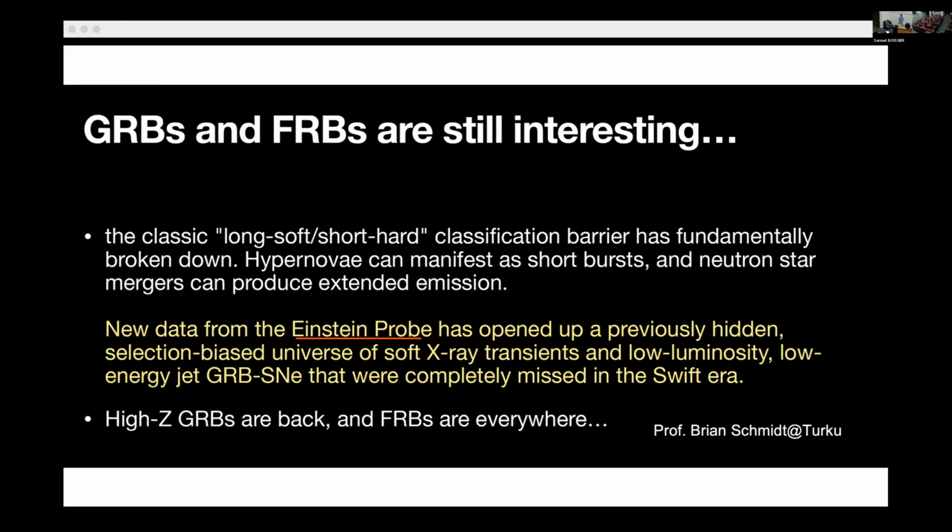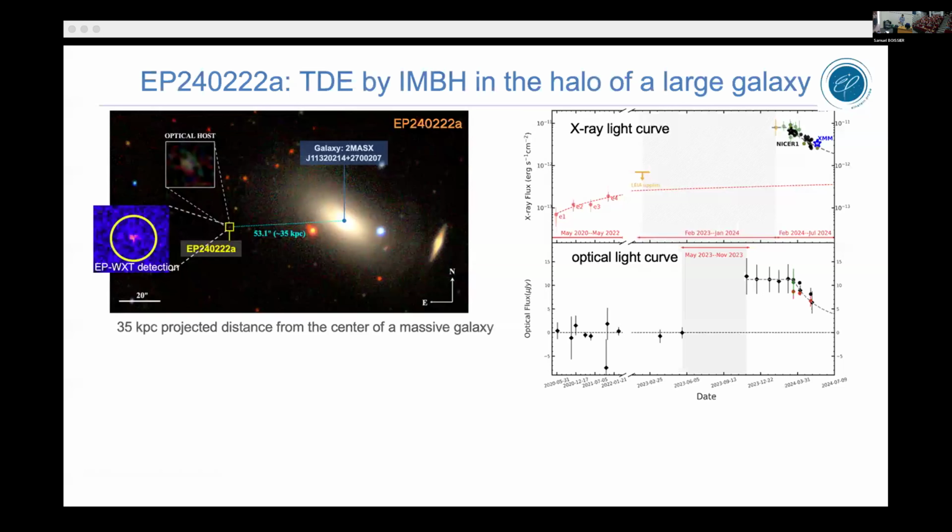And this concludes the fast X-ray transients; we detected many interesting fast X-ray transients. And Professor Brian Schmidt, last month, made this comment at Turku. He said the classic long-short classification barrier has fundamentally broken down. New data from the Einstein Probe has opened up a previously hidden selection-bias universe of soft X-ray transients and low-luminosity, low-energy jet GRB supernovae that were completely missed in the SVOM era.